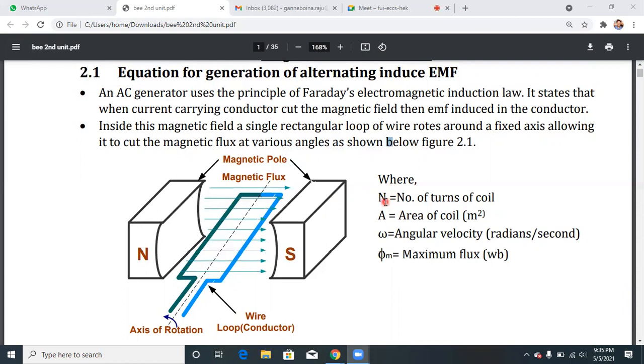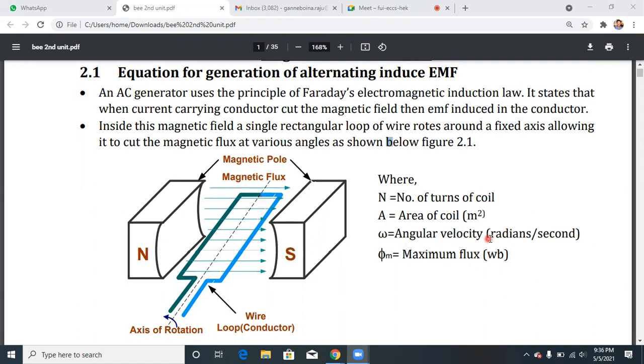Here N is the number of turns of the coil, but here there is only one turn, so N is equal to 1. If more turns are used, N changes. Here only one turn is taken for simplicity of understanding. A is the area of the coil, the cross-sectional area of the coil.